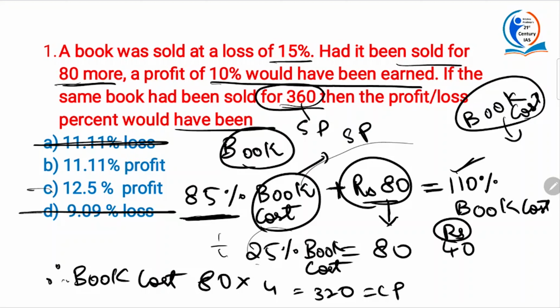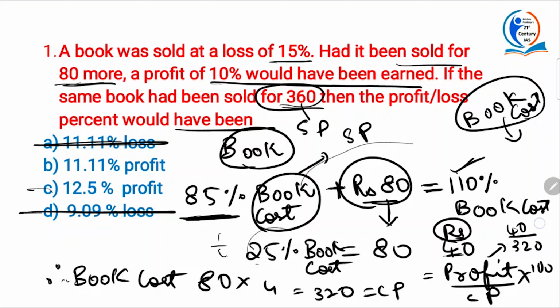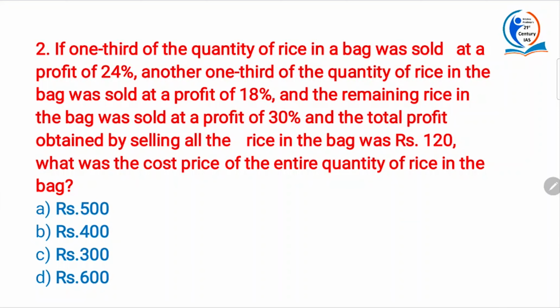What is the profit percentage formula? Profit percentage is equal to profit by CP into 100. Now what is the profit? It is rupees 40, right? Because 360 minus 320 is 40. 40 by what is the CP? It is 40 by 320 into 100. How much is it? So 100 by 8 is 12.5. So C is the answer.